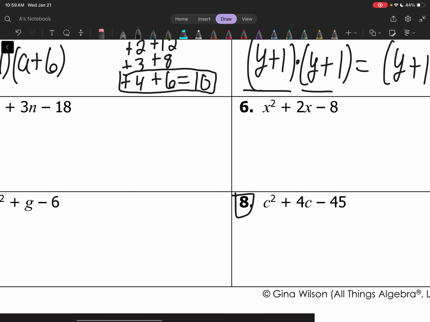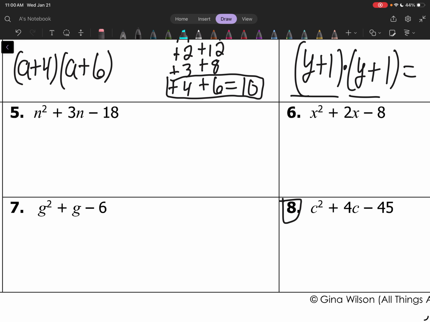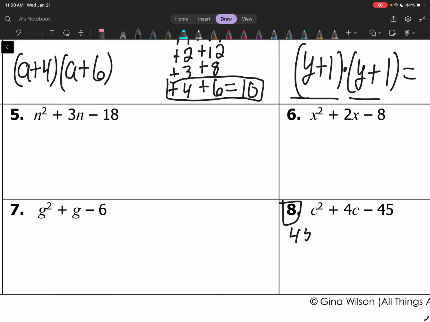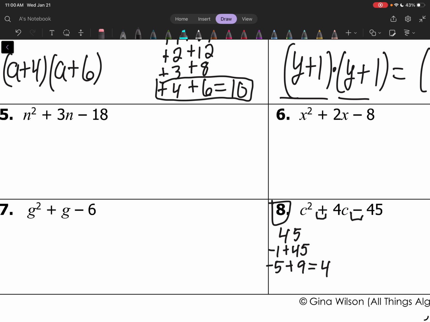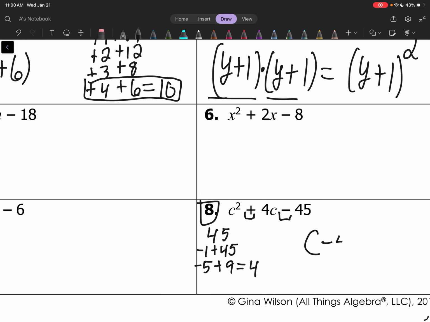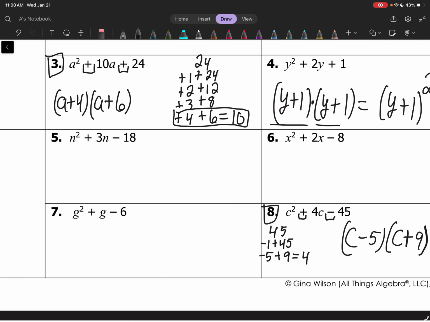All right, let's move to set 2. In set 2, I'm going to do number 8. Factors of 45: 1 and 45, 5 and 9. Finished. The big number is positive. This tells me they are the opposite sign, so if the big number is positive, the little number has to be negative. Negative 5 plus 9 is positive 4, which is what I'm wanting. There's my factor: C minus 5, C plus 9. Try 5, 6, and 7.